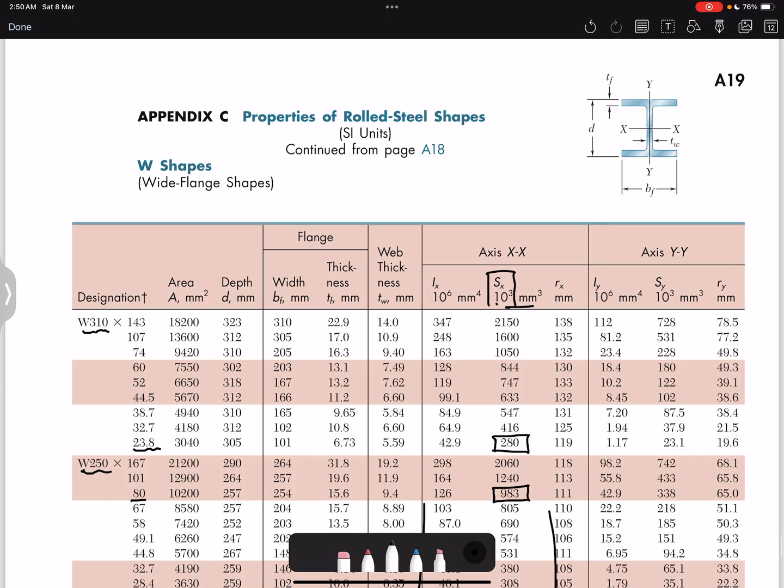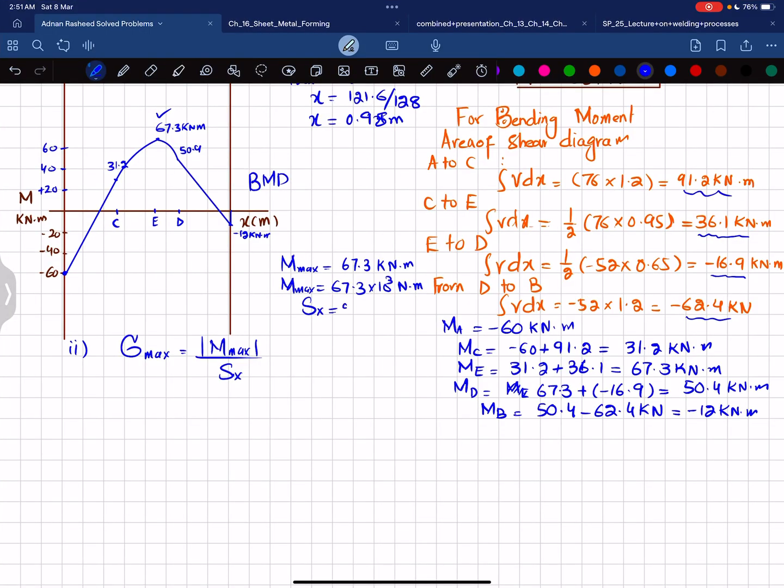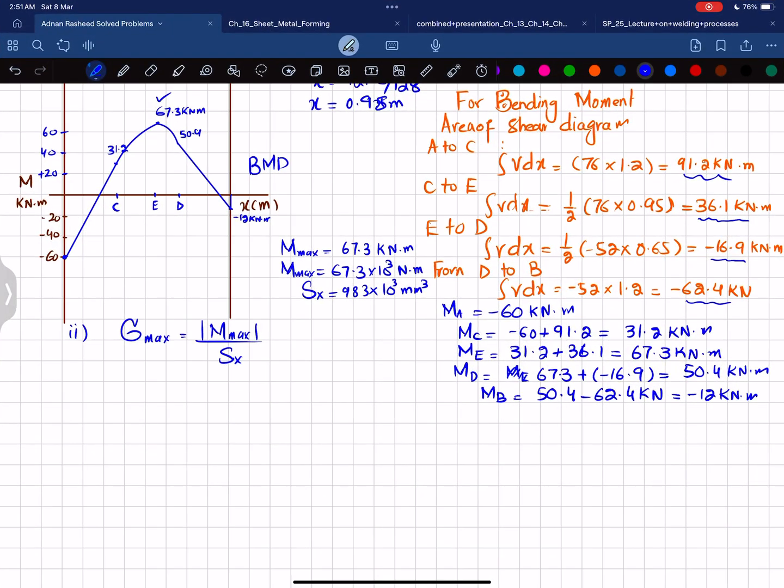So 983, but you have to go upward. And this is 10 raised to power 3 cubic millimeter. So I will write it 983 into 10 raised to power 3 cubic millimeter. Let me check it again. 10 raised to power 3. Okay, yes. So in meter it will be equal to 983 into 10 raised to power 3, and it will be 10 raised to power minus 9 cubic meter. So 983 into 10 raised to power minus 6 cubic meter would be Sx.